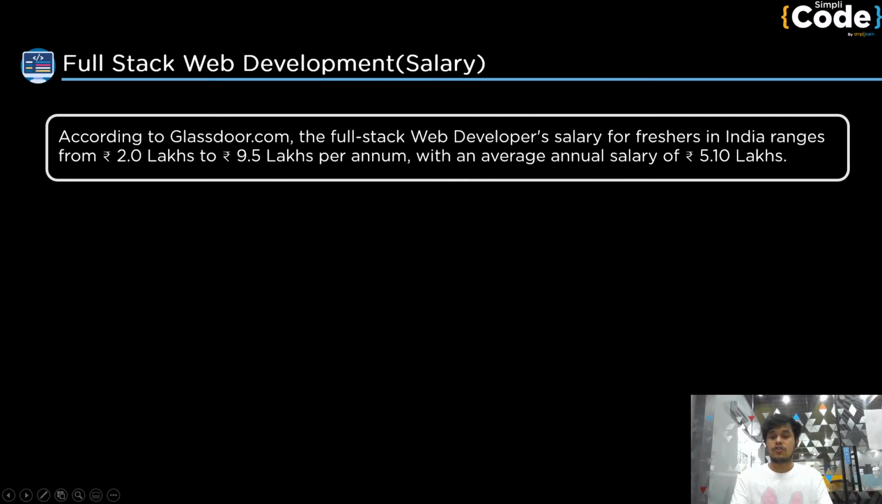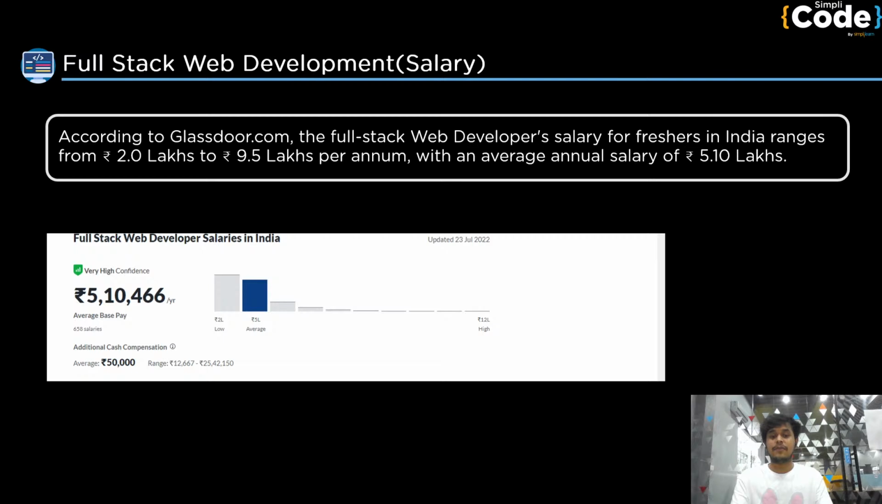According to Glassdoor.com, the salary of a full stack developer in India ranges from 2.5 lakh to 17 lakhs, with an average annual salary of 5.10 lakhs per annum. Although a lot of the salary of a full stack developer depends on the user experience. An experienced person in this field can get up to 25 lakhs annually.